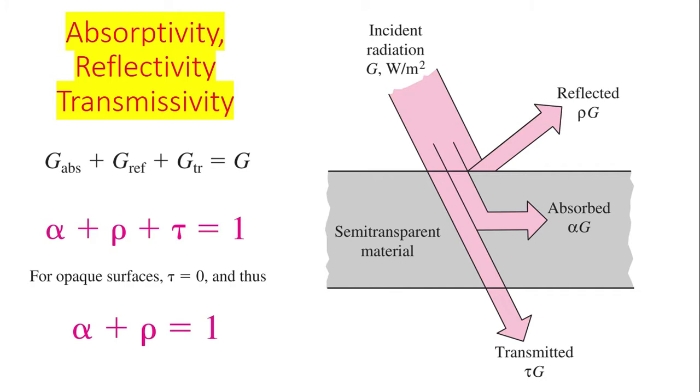So for the opaque surfaces, we can say that the transmittivity would be equal to 0, and if we put transmittivity equal to 0 in this equation, we will have the new expression for the opaque surfaces, in which the absorptivity and the reflectivity sum to 1. This expression is for the semi-transparent material, and this expression is for the opaque surfaces where the transmittivity equals 0, and the final expression would be alpha plus rho equals 1.